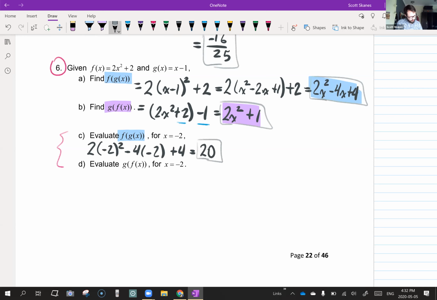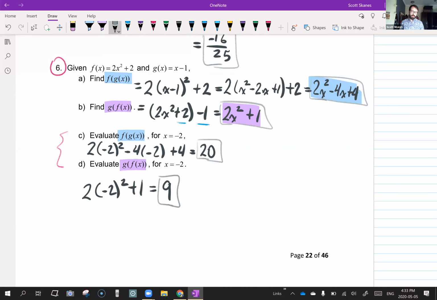Let's see here. Second and last question, g of f. So g of f is the purple function above. Replace all the x's with -2. -2 squared, add 1. -2 squared is 4, times 2 is 8, plus 1 is 9. The answer should be 9.